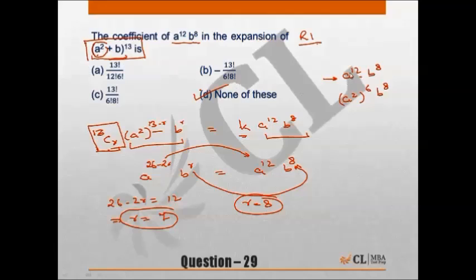Now the sum of the powers out here will be 6 plus 8 equal to 14. So this is 6 and a square to power 6 b to power 8. That means the sum of the powers is 14, which is not possible. Why? Because it is the expansion of a square plus b raised to power 13. That means the sum of the powers cannot be more than 13, or rather the sum of the powers should be 13. Which means this term is not possible. Hence the answer has to be none of these.